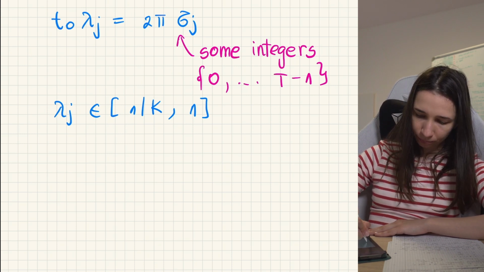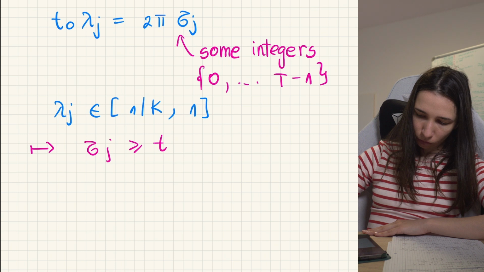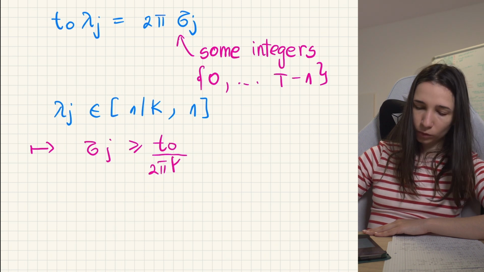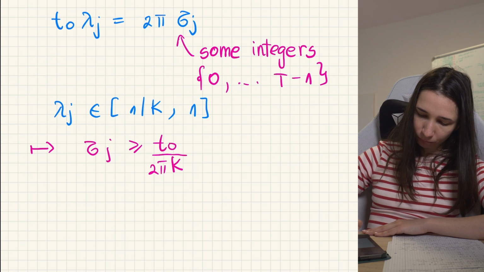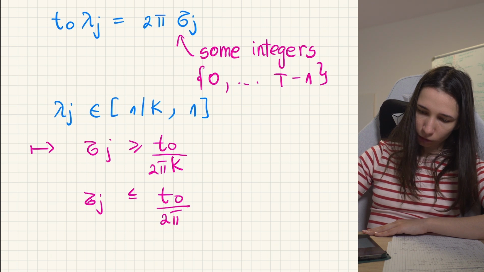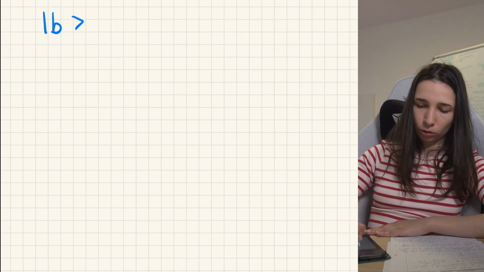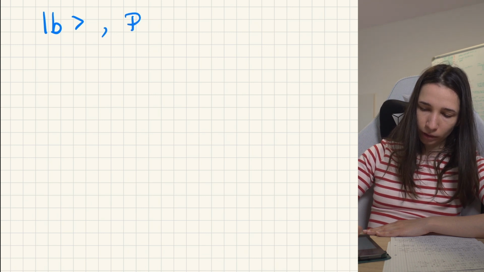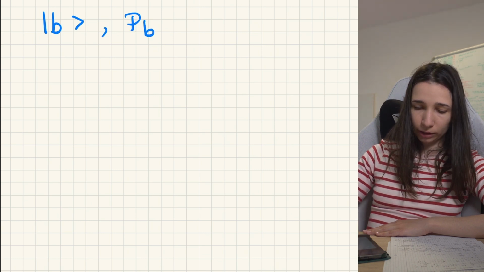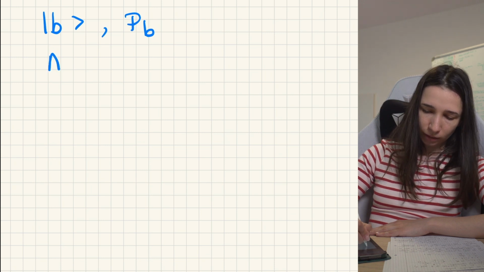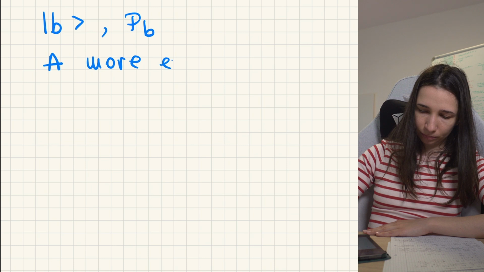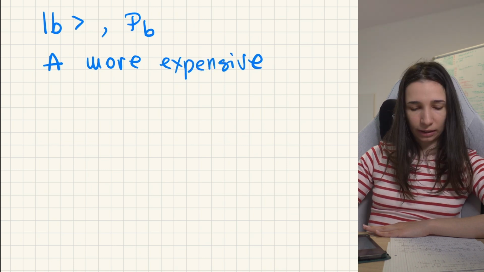From this, we can see that tau_j is larger than t_0 over 2 pi kappa, but is also smaller than t_0 over 2 pi. So what I did, I just looked at the ends of this interval and I plugged them in here. The HHL algorithm starts with preparing the state b with some oracle P_b. This is not of interest to us because it's more expensive to prepare the matrix A. So we're neglecting this part.